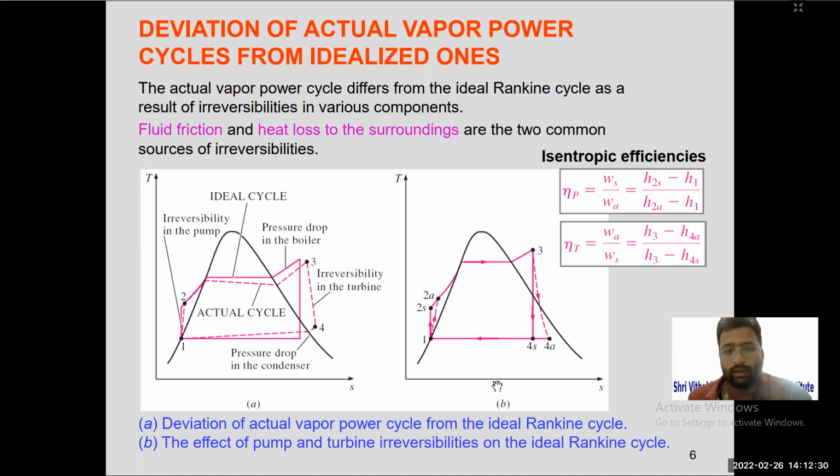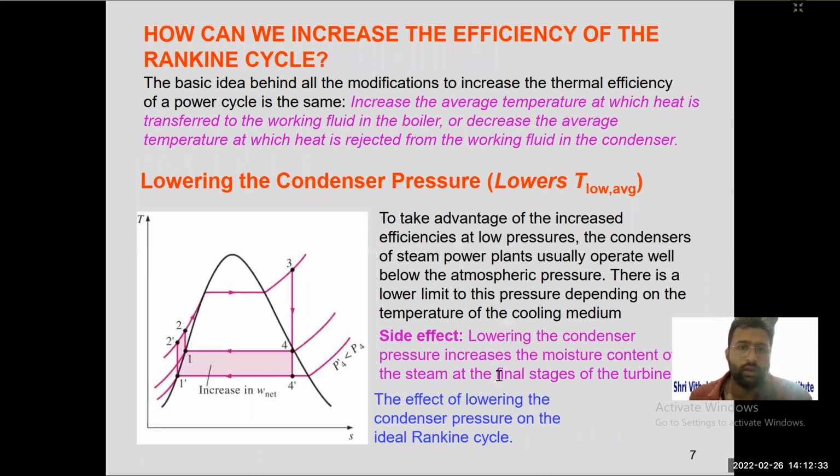Okay. Now, today we'll see how to improve the efficiency of the Rankine cycle. So the basic idea behind all the modifications to increase the thermal efficiency of the power plant is the same. So what is the basic idea? Increase the average temperature at which heat is transferred to working fluid in the boiler, or decrease the average temperature at which heat is rejected from working fluid in the condenser. So there is a term called mean temperature of heat addition in the boiler. Whatever mean temperature, average temperature is there, that is called the mean temperature of heat addition.